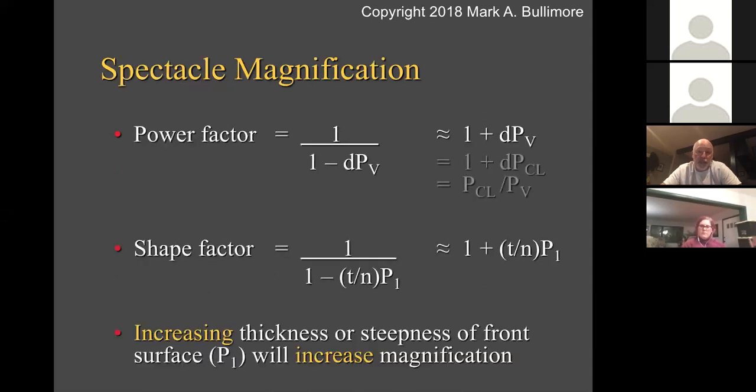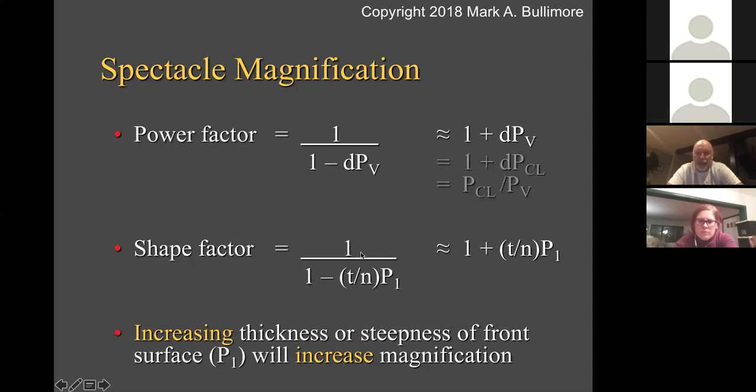So here's some other good formulae that you should remember. I apologize for using P and not F, but these should be familiar. I tend to favor the approximate ones on the right here. The reason being, when it comes to aniseikonia and looking at the shape factor, when I look at this formula, it's not intuitive to me what the effect is of increasing the thickness or the front surface power.